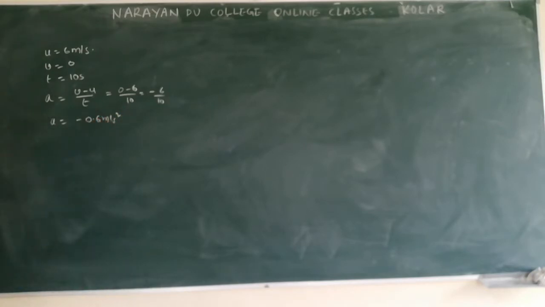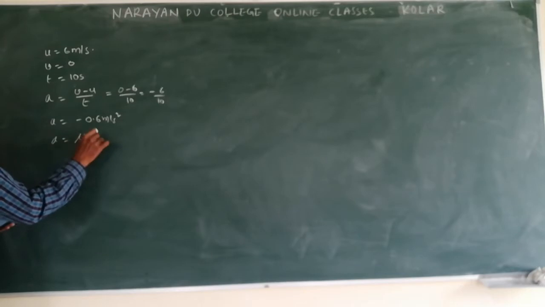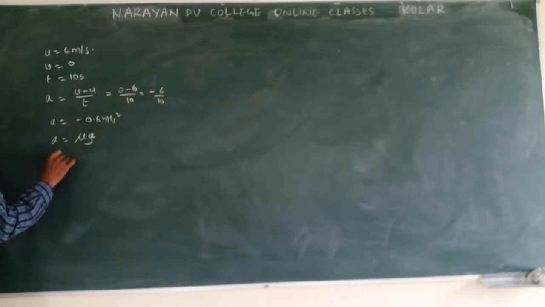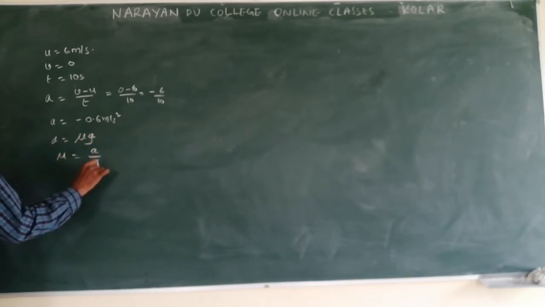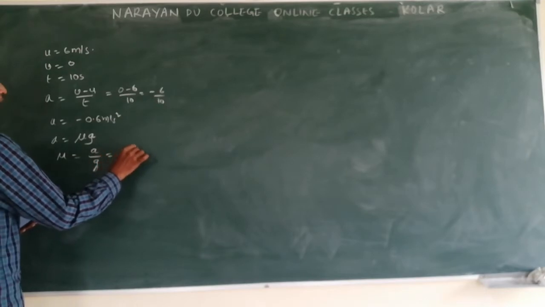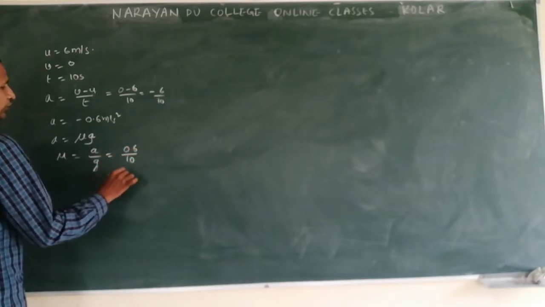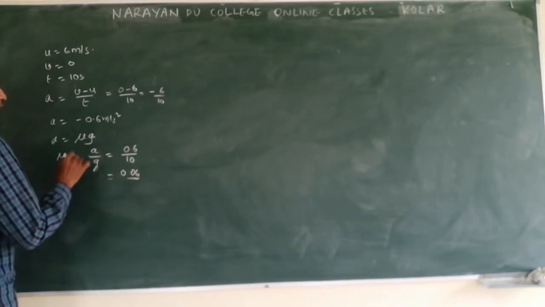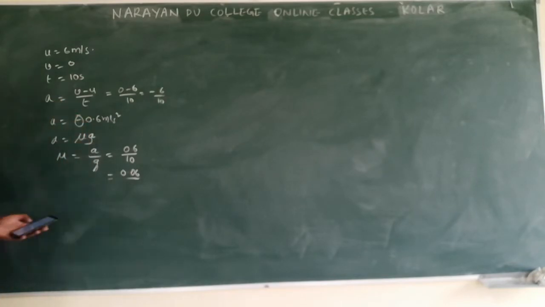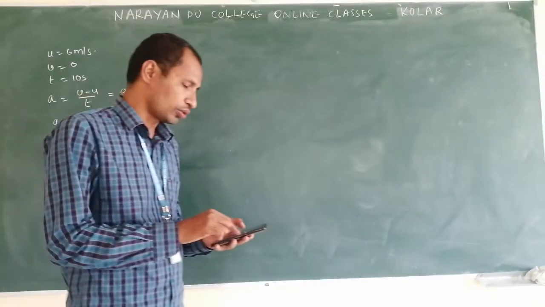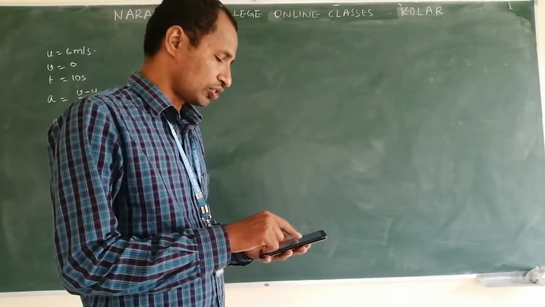What did they ask? Coefficient of friction. What is the relation between coefficient of friction and g? That is a = mu g. So mu is equal to a by g. a is 0.6, g is 10. So mu is 0.06. Minus indicates here retardation. High speed, block is stopping.